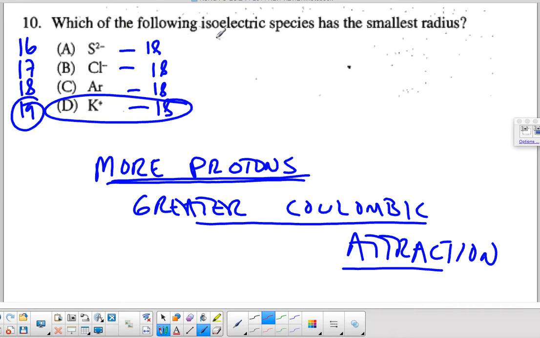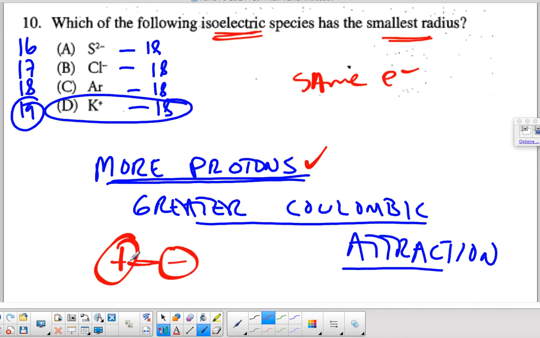Which of the following isoelectronic species has the smallest radius? Remember, isoelectronic means the same number of electrons. The way it works is the more protons you have, the greater the Coulombic attraction. So Coulombic attraction, positive and negative particles will always pull towards each other. So the other way to remember is this: the more positive you are, the smaller. When you talk about ions, the more negative, the larger.